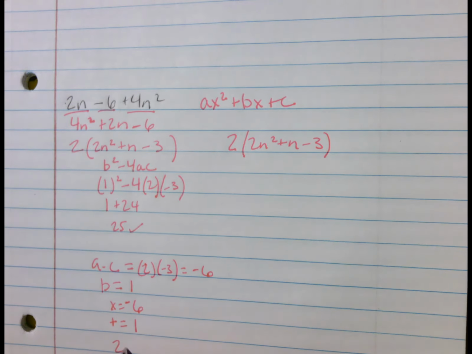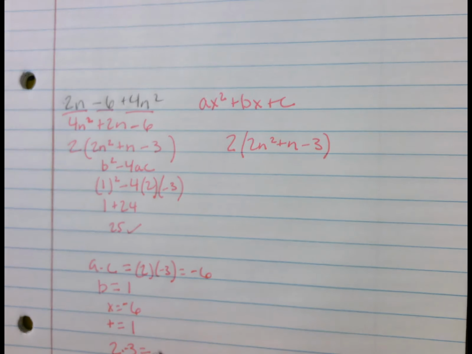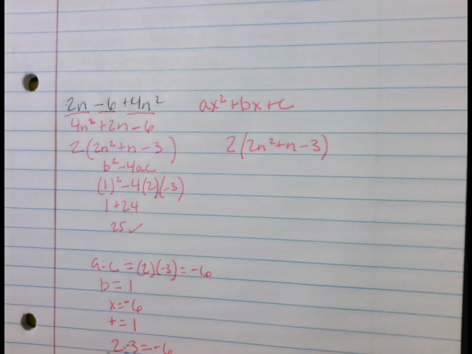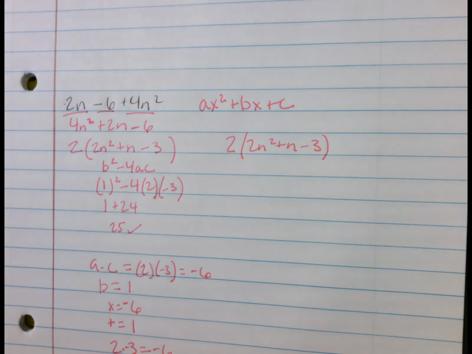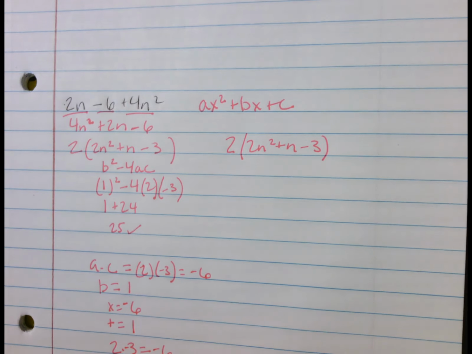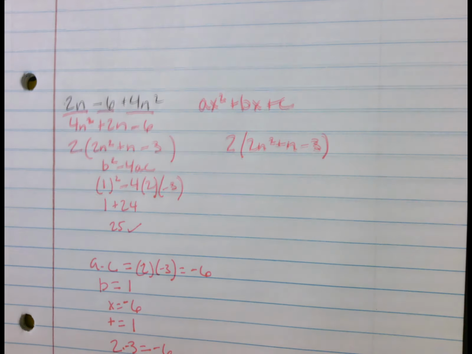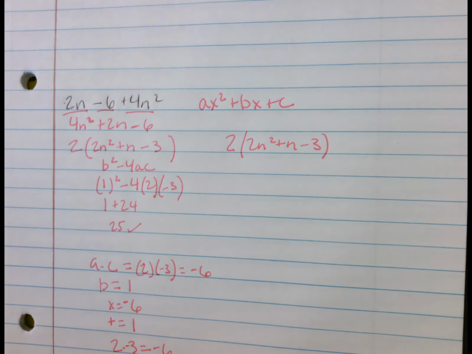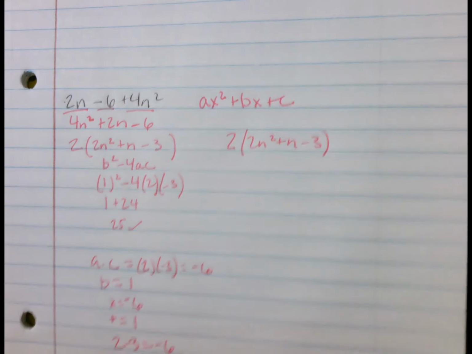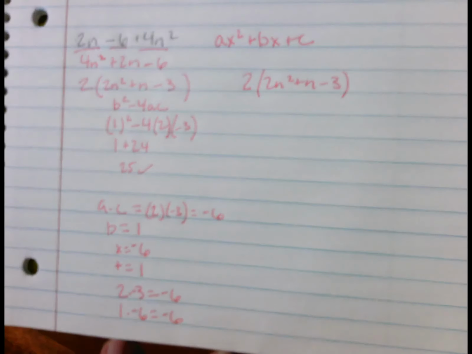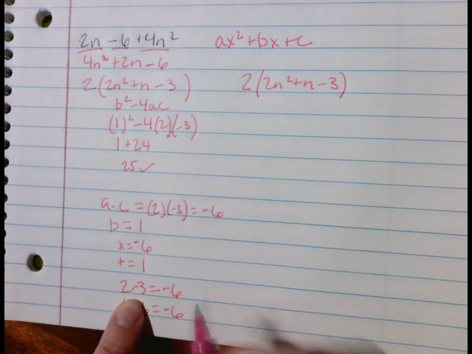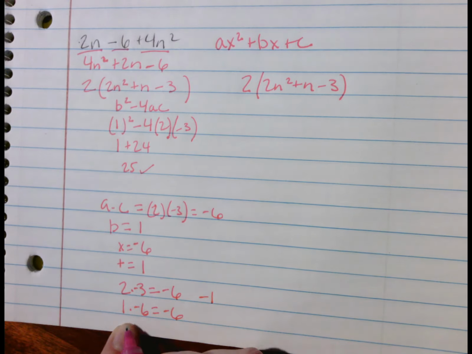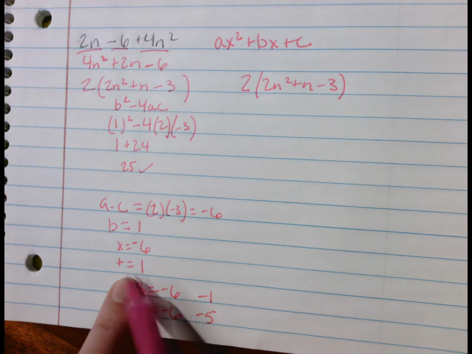So we have 2 times negative 3 would give me negative 6. And 1 times negative 6 would also give me negative 6. And if I add them together, I'm sorry, I didn't have that down so you could see it. 2 plus negative 3 is going to be negative 1, and 1 plus negative 6 is negative 5, okay? So that is not a value of 1.